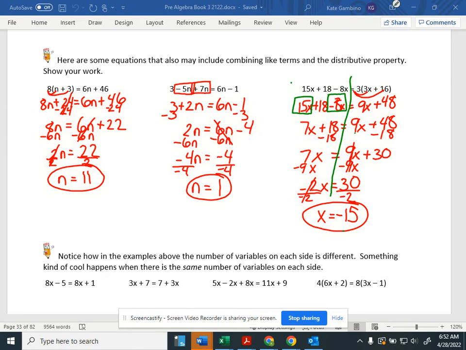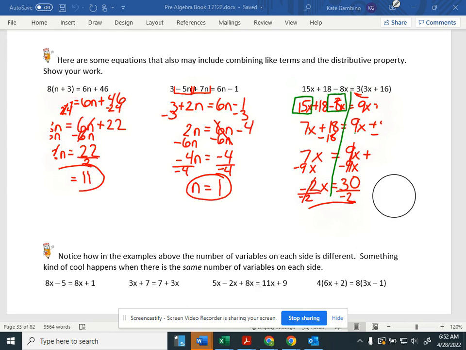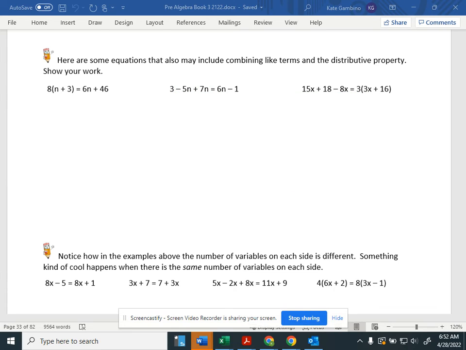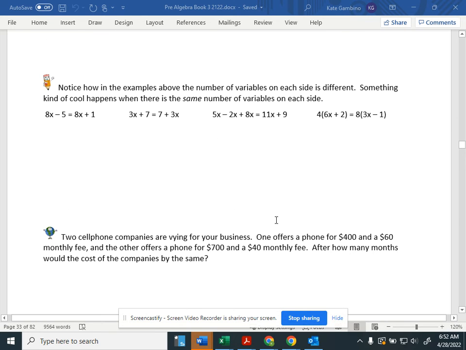So notice how in the examples above, the number of variables on each side is different. Something kind of cool happens when there's the same number of variables on each side. Mr. Schultz, what you doing to us here? Adding in something new. Oh, yeah. Let me try to scroll up if it's going to let me. There we go.